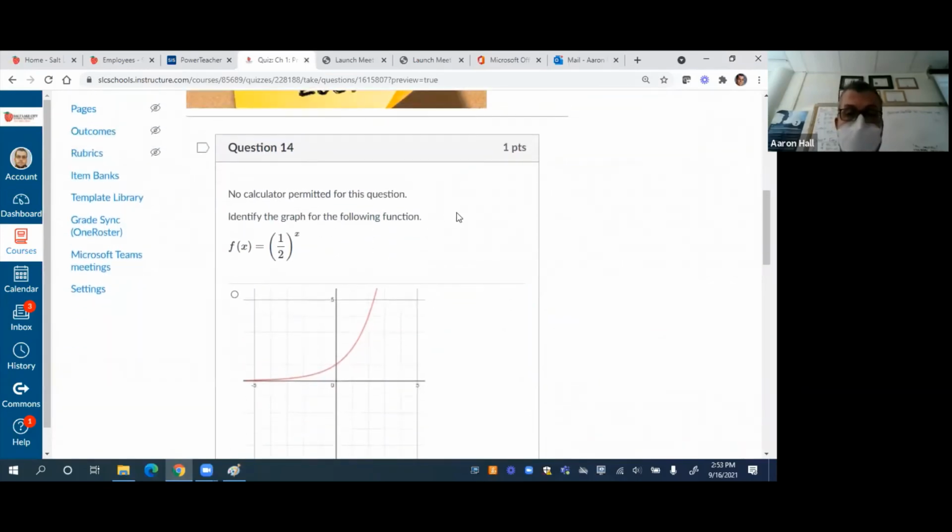Identify the graph of the following function. What does 1/2 to the power of x do? What kind of graph would we have? What kind of exponential? Is this exponential decay or exponential growth? Why is it an exponential decay?